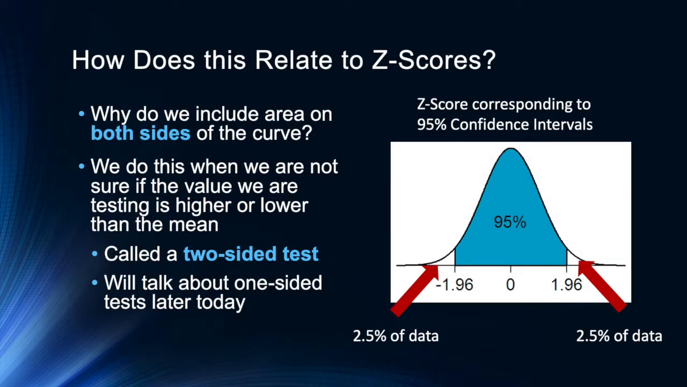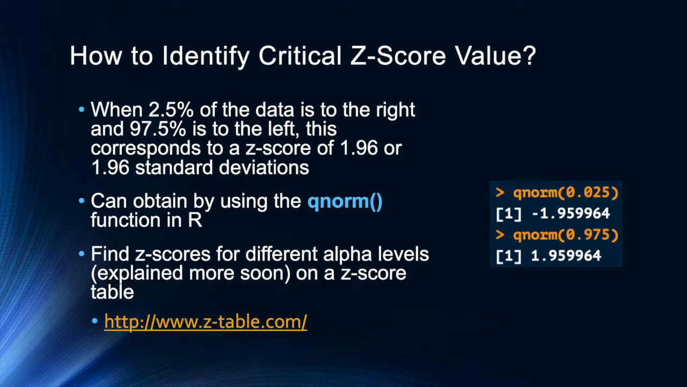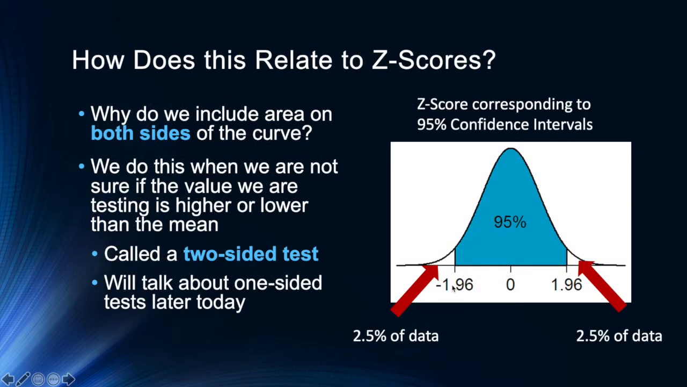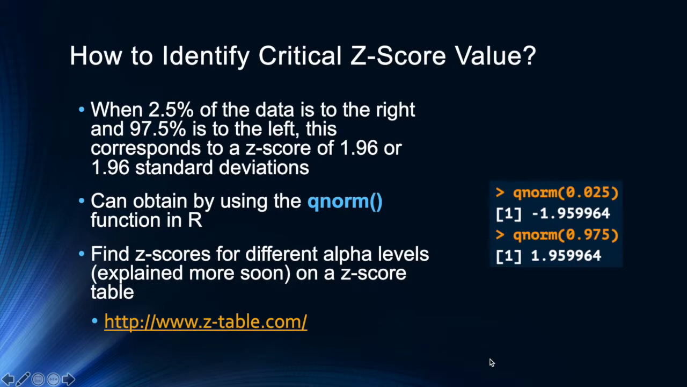So we already talked about this. How do you identify what your z-score is? That's a good question. Let's say I want a 95% confidence interval. As I said here, 2.5% of our data is going to be down here, and 2.5% of our data is going to be up here. That's where this number comes from. If we're going to put something in R, and it's very simple, you would want to look at one side at a time.